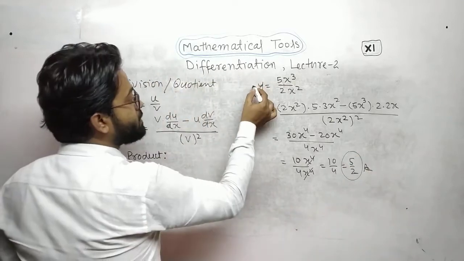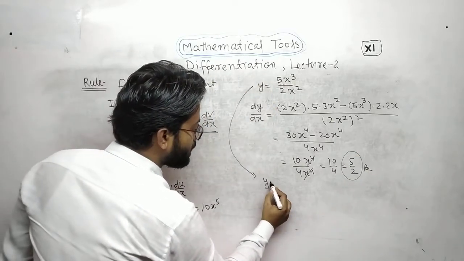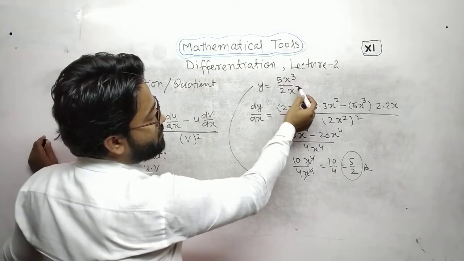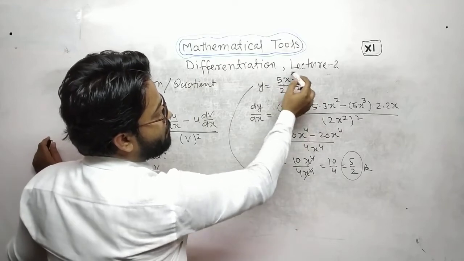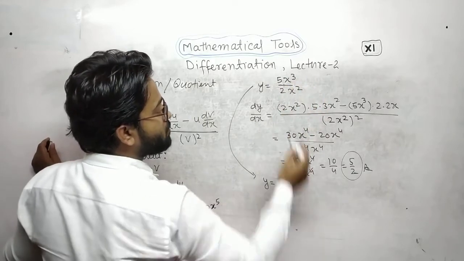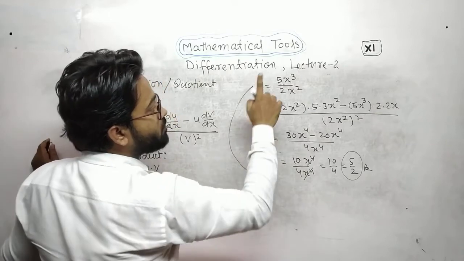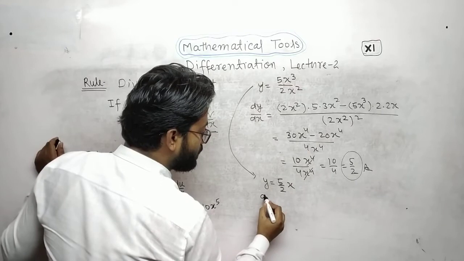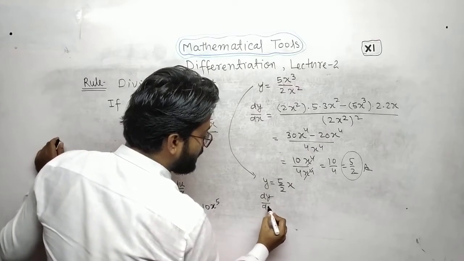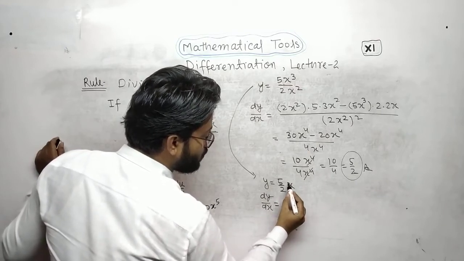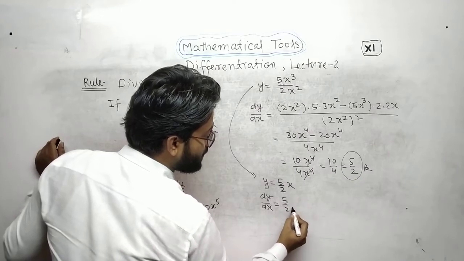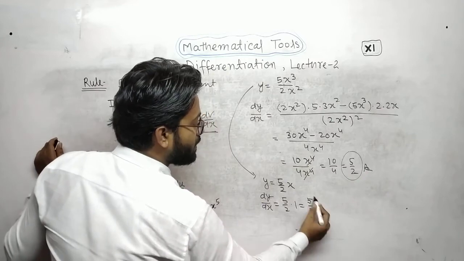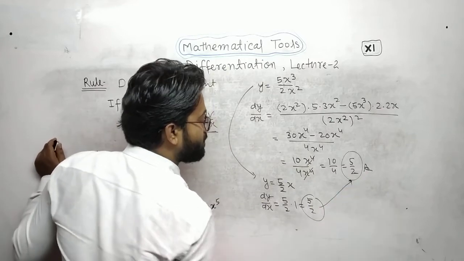This equation you can simplify. This is x to the power 2, this is x to the power 3, and after solving this you will have only x to the power 3 minus 2, meaning 5 by 2 into x. We know that dy upon dx of x is only 1, so it is 5 by 2 into 1, simply 5 by 2. This is the result, and you can match it with the previous result.